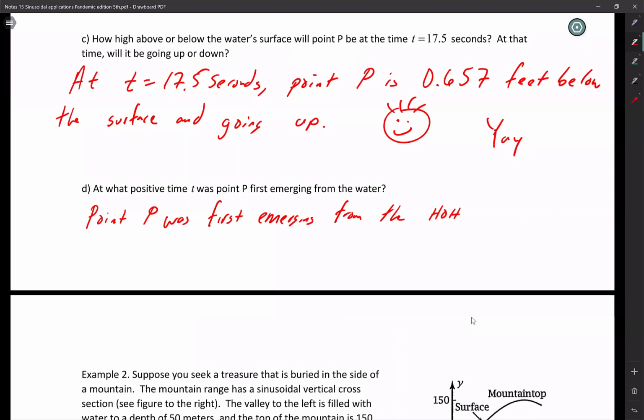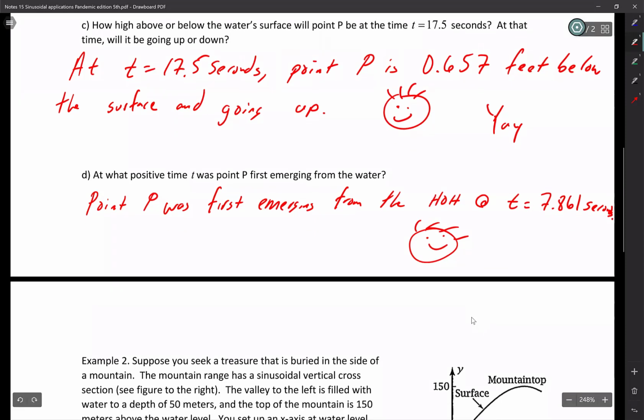Emerging from the water at t equals, and I already forgot the time. You guys hooked me up. 7.861 seconds. There it is, guys. A job well done. All right, let's keep going.